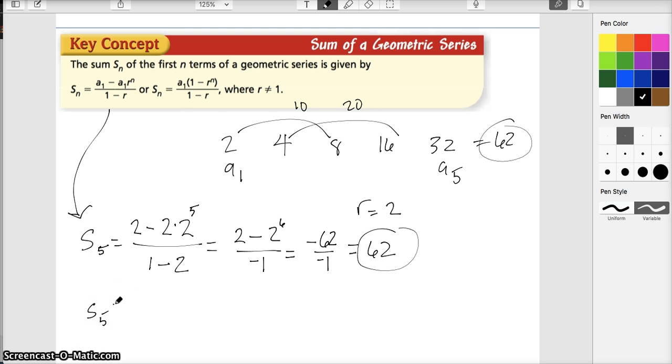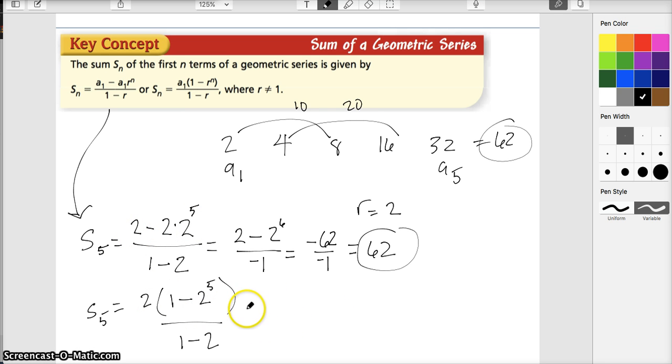So we could have used this formula, which we just did, or the other formula, which says that S sub 5 would be equal to the first term, 2, times 1 minus the r value, that's 2 to the 5th power, and that's over, again, 1 minus 2. And you can see that with a little distributive property, you would have gotten exactly the same thing.